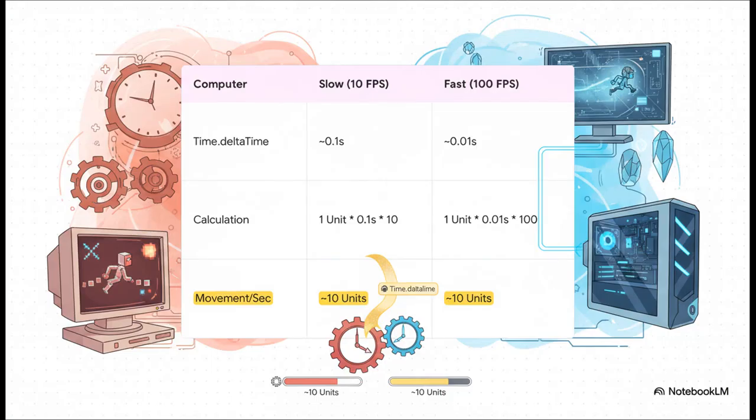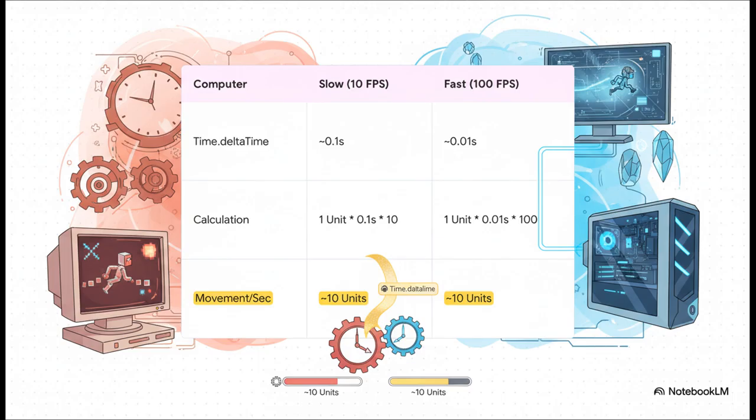Okay, let's put our math hats back on. But this time, we've got our secret weapon, Time.deltaTime. Let's look at the slow computer again at 10 FPS. Each frame takes about 0.1 seconds. So for each of its 10 frames, we multiply our 1 unit of movement by 0.1. At the end of 1 second, the total movement is 10 units.